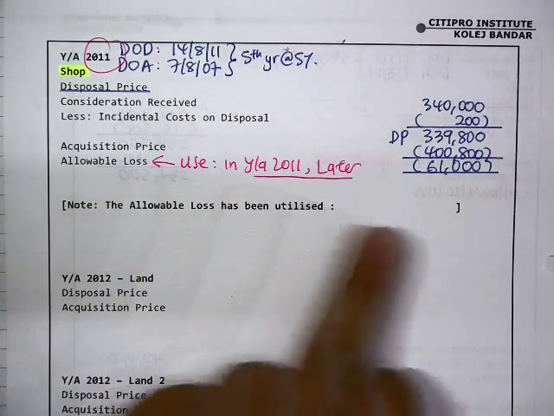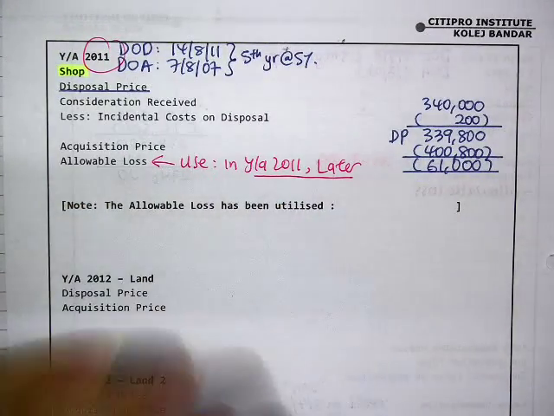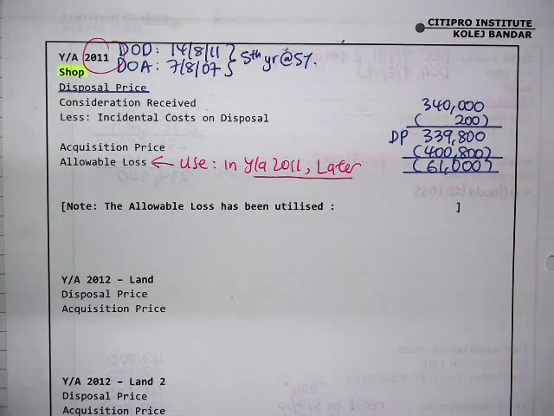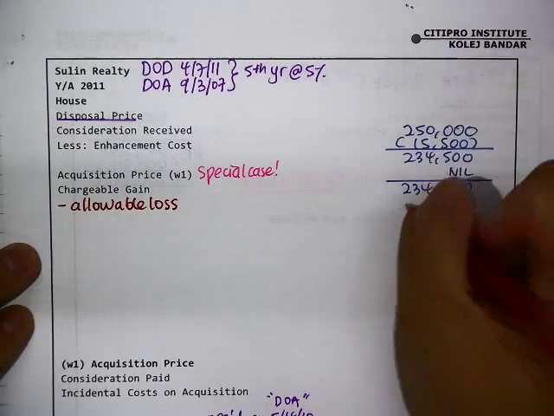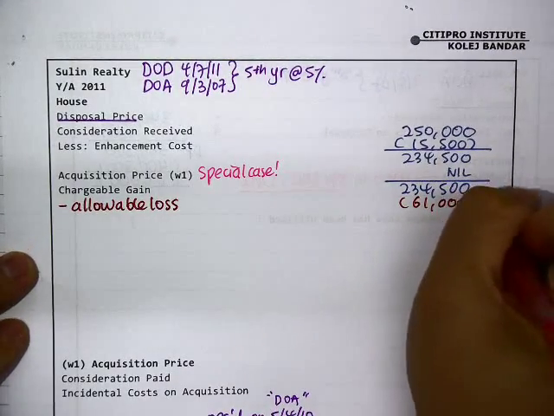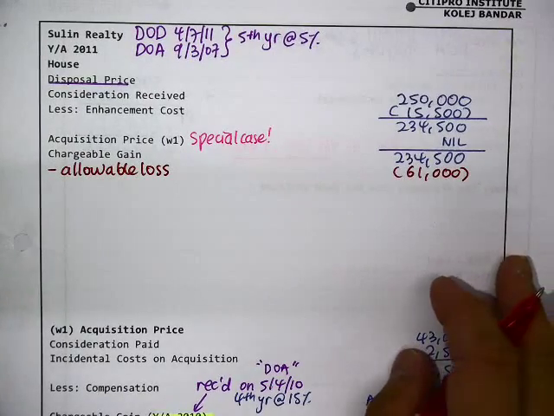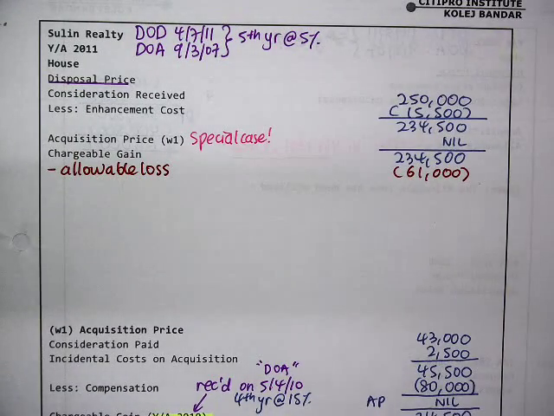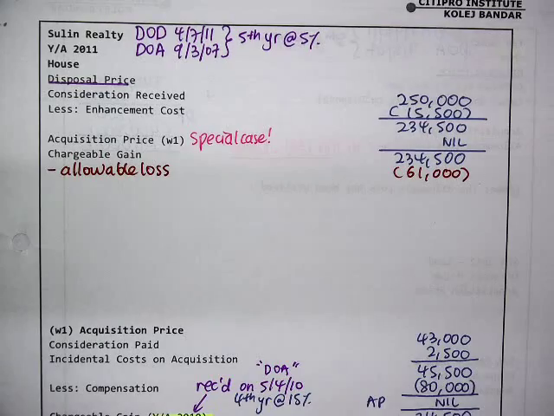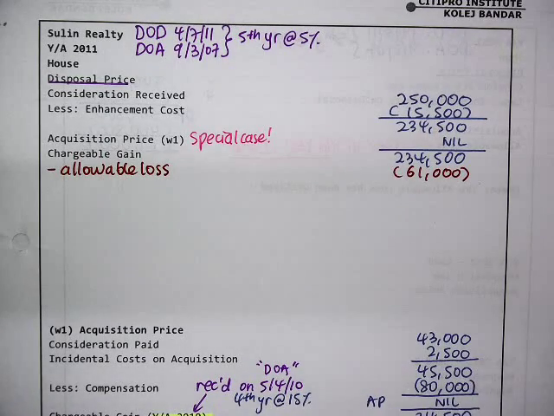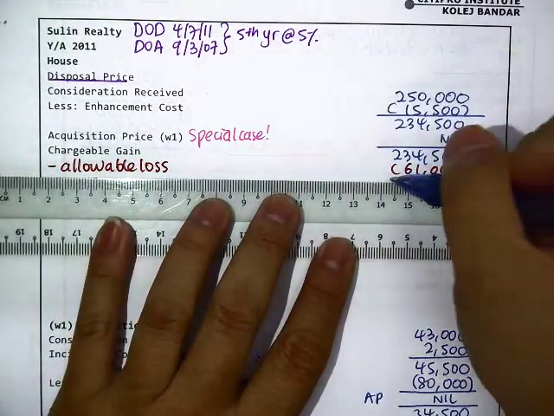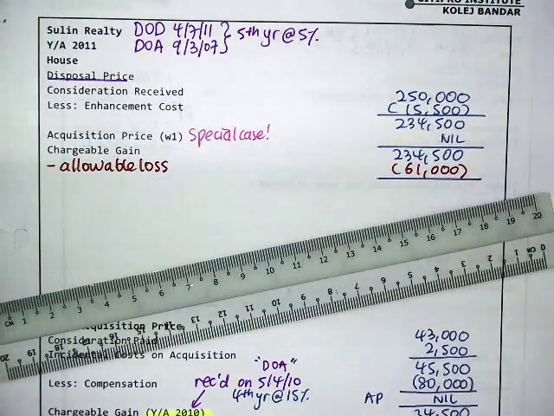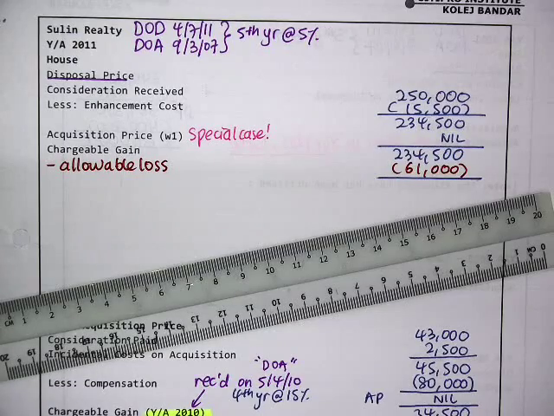Okay, so we just finish off with this special issue. Now you go back to finish off the tax computation for the house. So after you work out this thing, then you know already the acquisition price is 0. Okay, acquisition price is 0. And your gain will be 234,500. Now you don't have schedule 4 in this case because this is a company, okay?